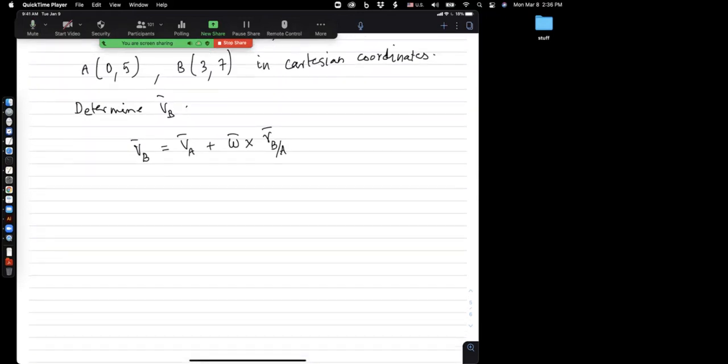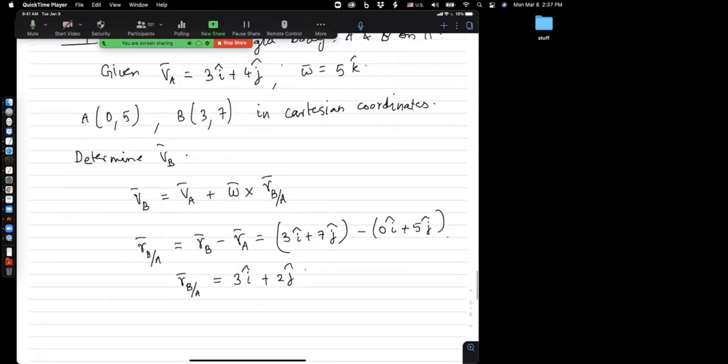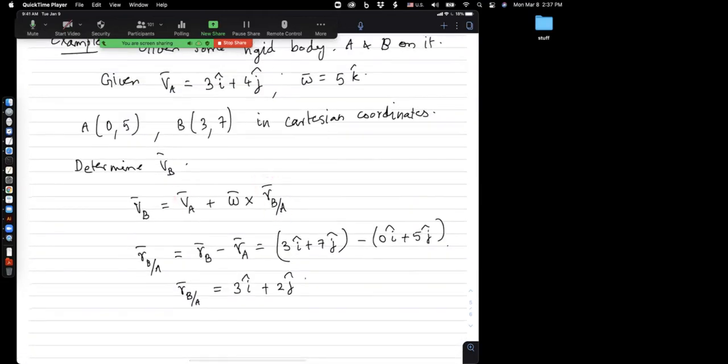So RB with respect to A is basically going to be RB minus RA. RB is the position vector of B. So we have 3i plus 7j minus (0i plus 5j). So 3 minus 0 is 3i, and 7 minus 5 is 2j. So that's our RB with respect to A. And then now we can plug everything in. We've already been given VA. We just computed this. We know omega, so let's do that.